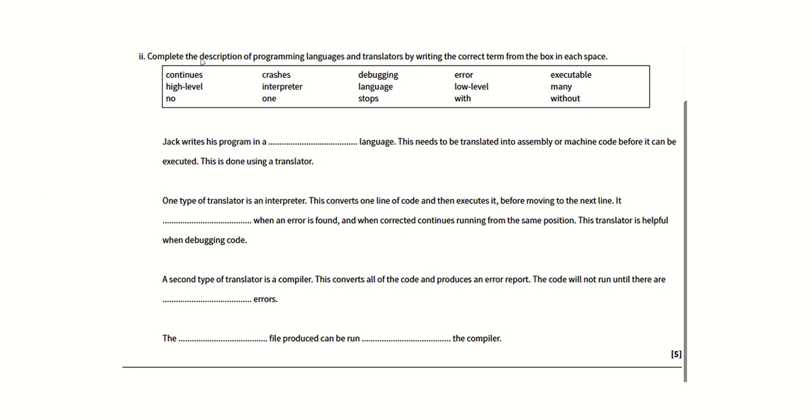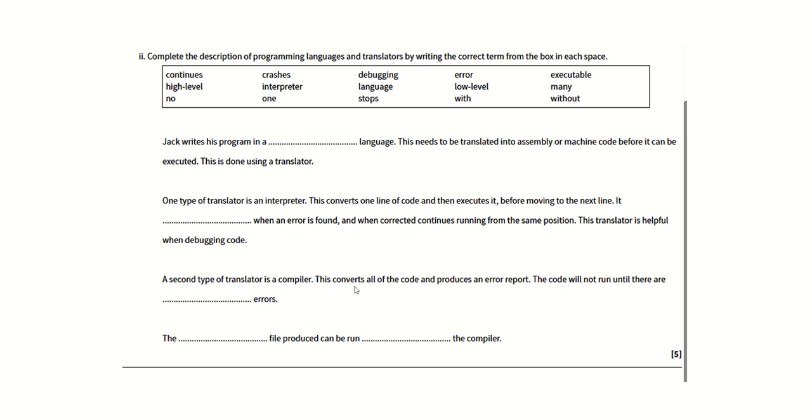Alright, so complete the description of programming languages and translators by writing the correct term from the box in each space. Jack writes his program in a high level, would it be? I would have thought. High level language needs to be translated into assembly or machine code before it can be executed. It's done using a translator. One type of translator is an interpreter. This converts one line of code and then executes it before moving to the next line. It stops when an error is found.